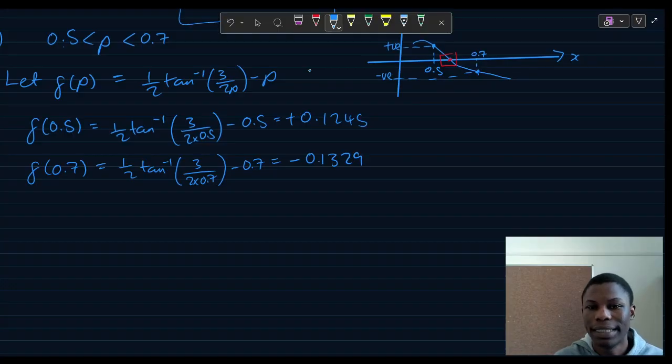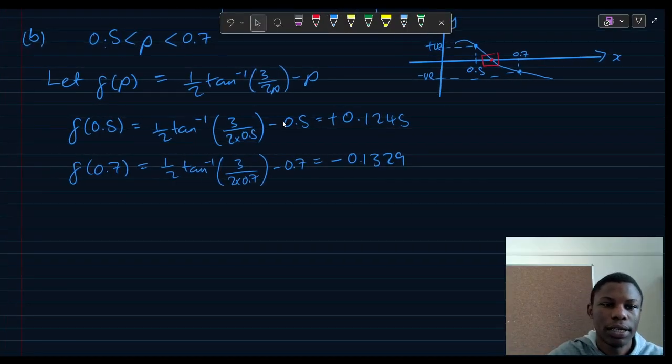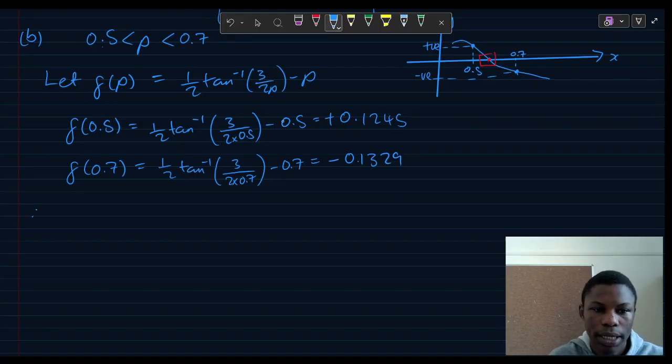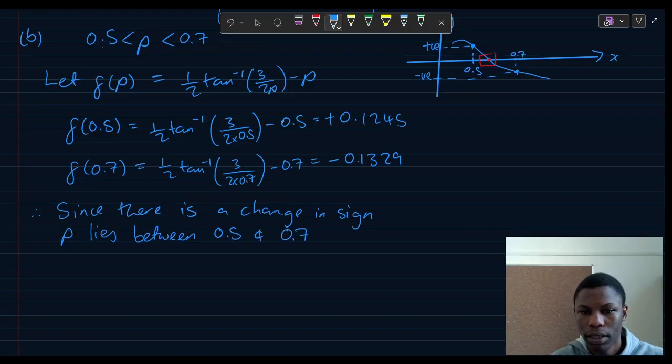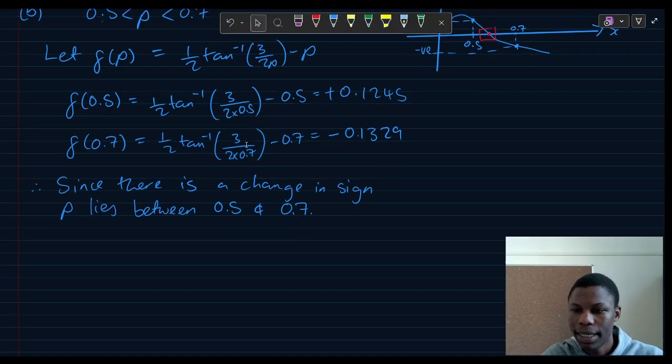So clearly we do have a sign change, which means that our function has crossed the x-axis and there must be a solution between 0.5 and 0.7. So we can conclude that, therefore, since there is a change in sign, the root in this case p lies between 0.5 and 0.7.